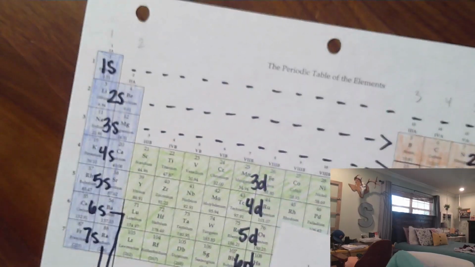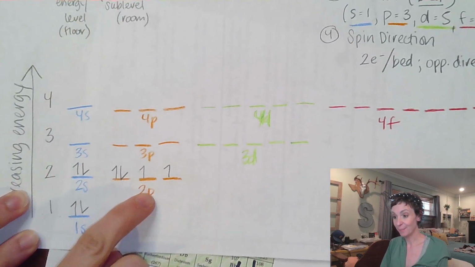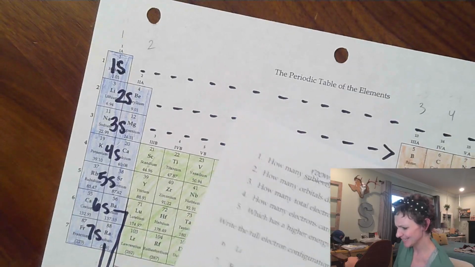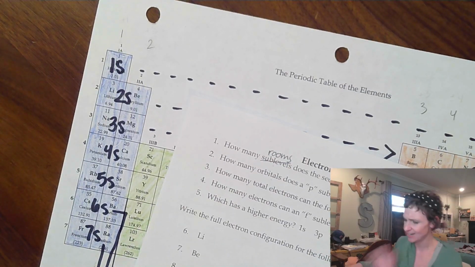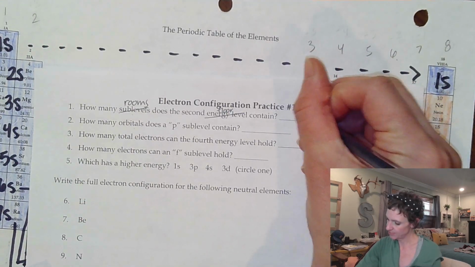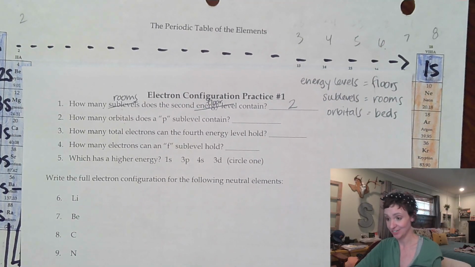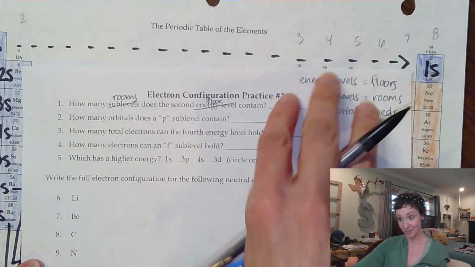And in fact, if I get my hotel, I only have that S room and that P room. So this question becomes super easy. It's like, how many rooms does the second energy level contain? Well, an S and a P. So that is 2. That is how many sublevels the second energy level has. Okay, I love that. It is so helpful for me.